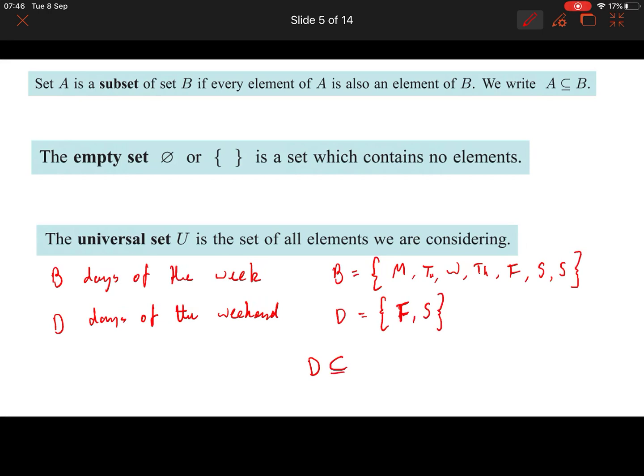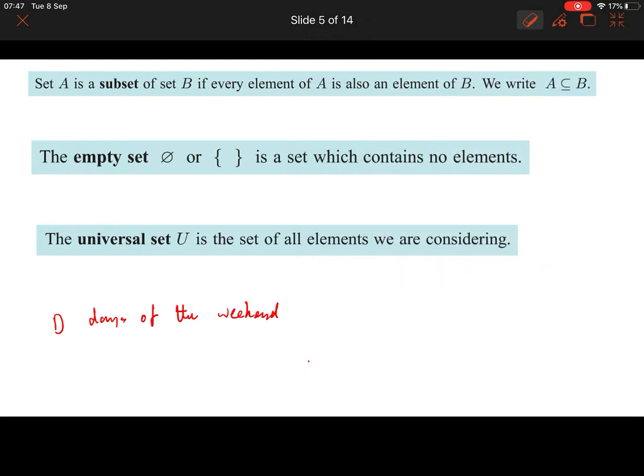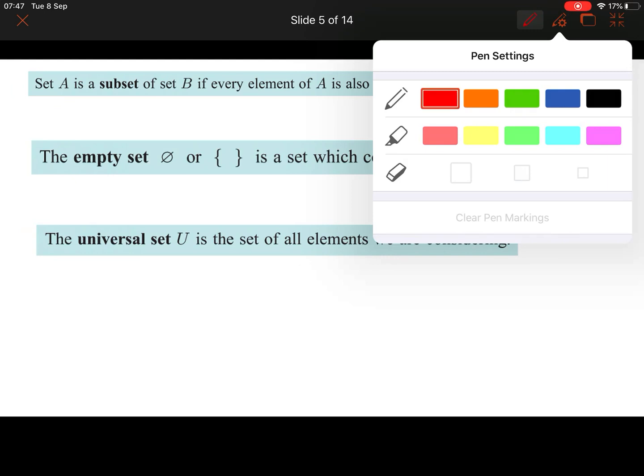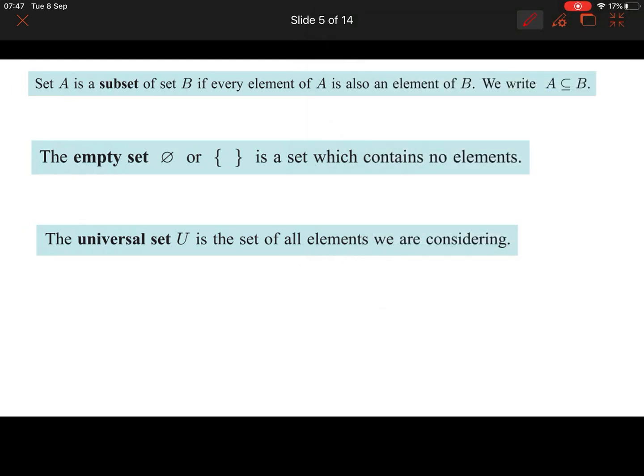We can see that all the elements of set D are also in set B. So this means D is a subset of B. All of the things that are in D are also in B. So that means we've got a subset, and we need to be able to know what that means.